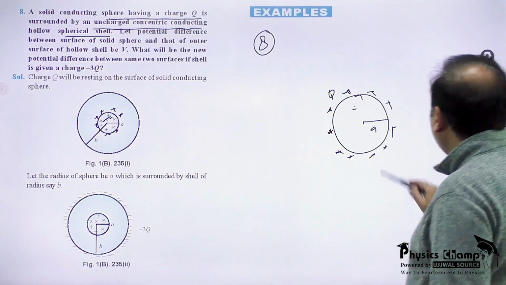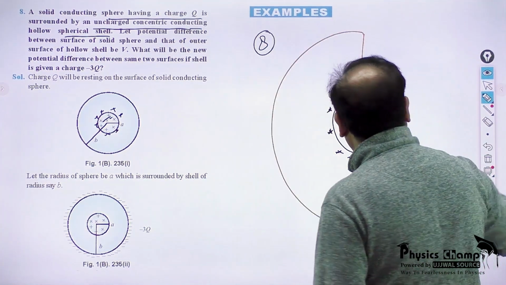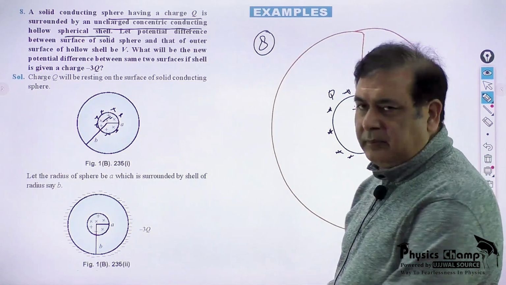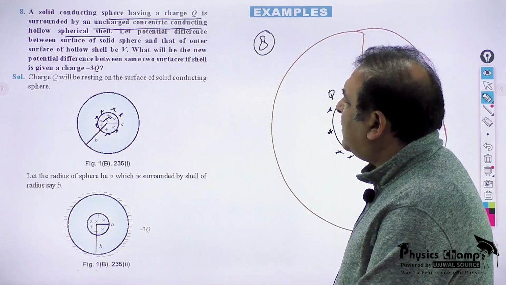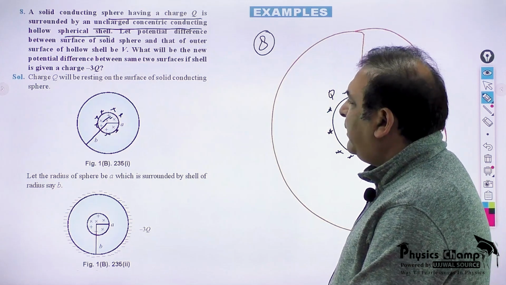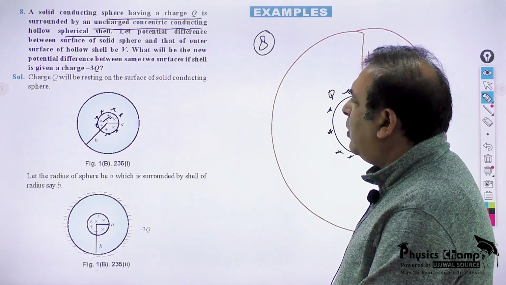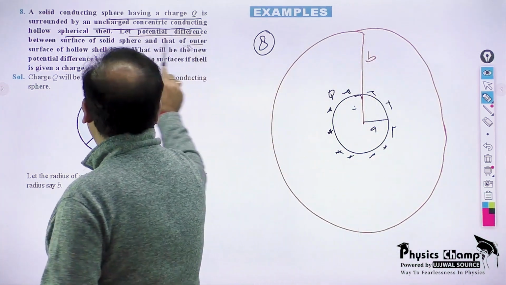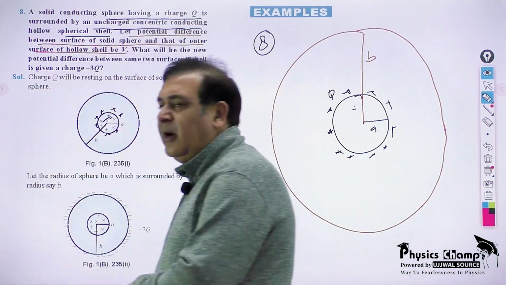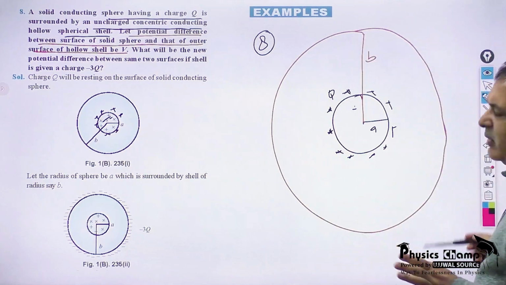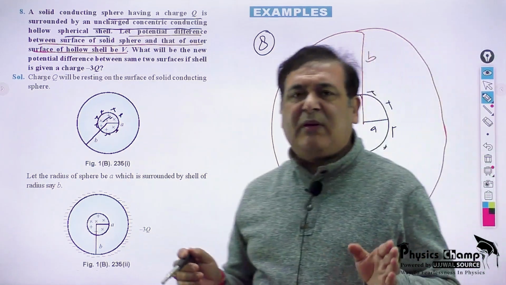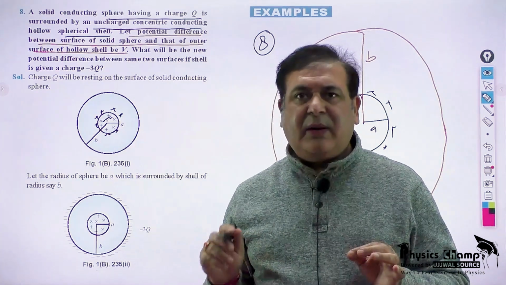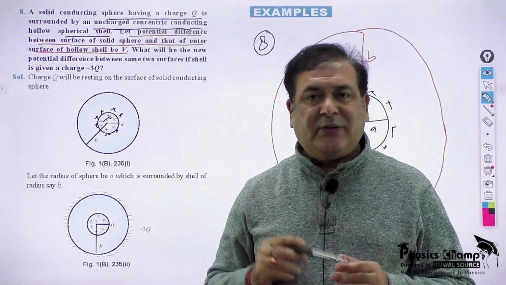So this is surrounded by another shell, maybe of radius B. Let the potential difference between the surface of the solid sphere and that of the outer surface of the hollow shell be capital V. So I look at this part. As per the question, in this situation there is a potential difference which is capital V between the surface of the inner sphere and the outer surface of the shell.